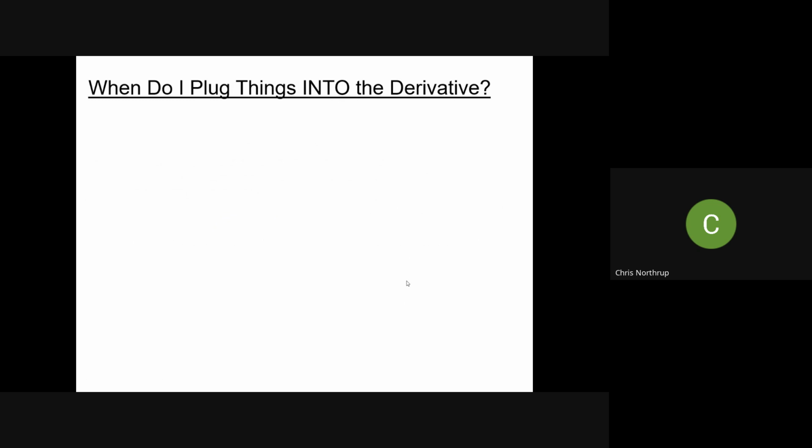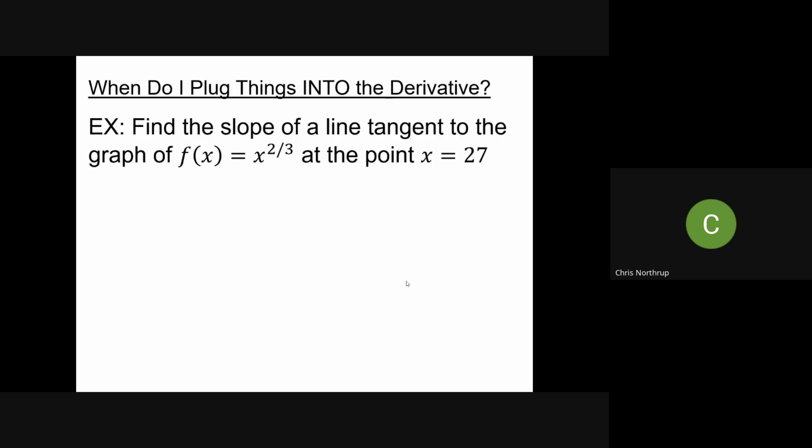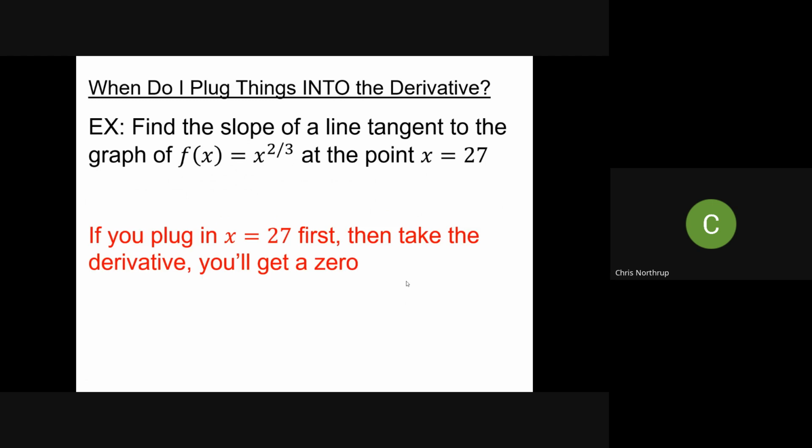So another question people often have is, when do I plug things into the derivative? For example, if I'm looking at the slope of a tangent line to this graph at the point x equals 27, you might notice if you were to plug in 27 first, you're going to get the cube root of 27 and square, you get a 9. So then when you take the derivative, you'll get a 0. But this always happens. If you first plug in the x value, you're always going to end up with a constant. And then when you take the derivative, you'll get a 0. So this really is not the correct order of doing things.